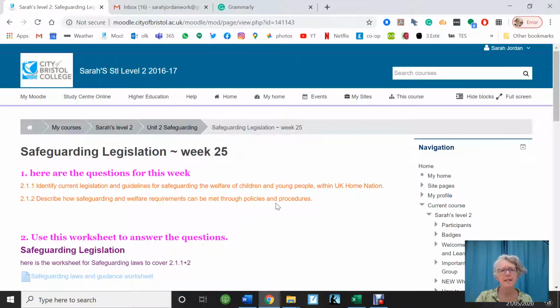2.1.1 Identify current legislation and guidelines for safeguarding the welfare of children and young people, and it says within UK home nation. So we're going to look at the laws and guidelines for England. 2.1.2 Describe, full sentences. Describe how safeguarding and welfare requirements can be met through policies and procedures.